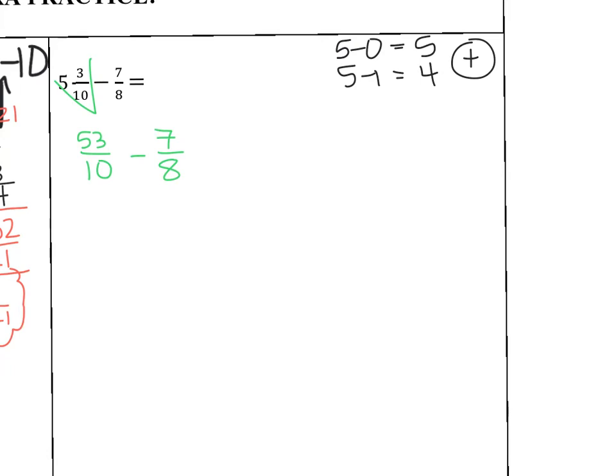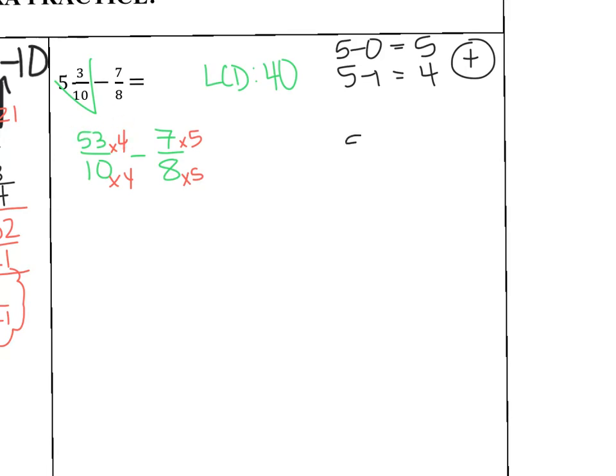Now all I need is common denominators. So my least common denominator between 10 and 8 would be 40. So 10 times 4, so I'm going to do that to both sides. 8 times 5 gives me 40, so I'm going to do that to both. Rewriting my new fraction. Again, some of you may have to do 53 times 4 on the side.